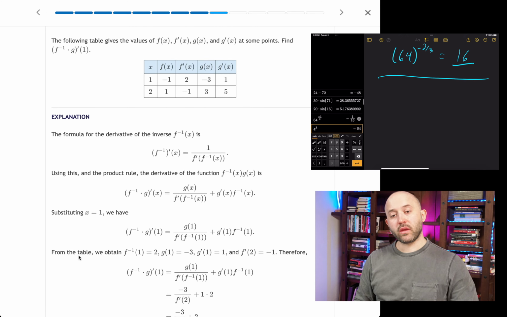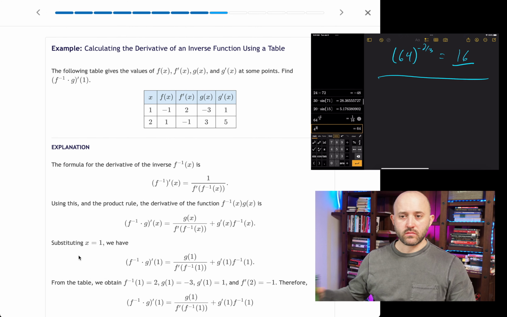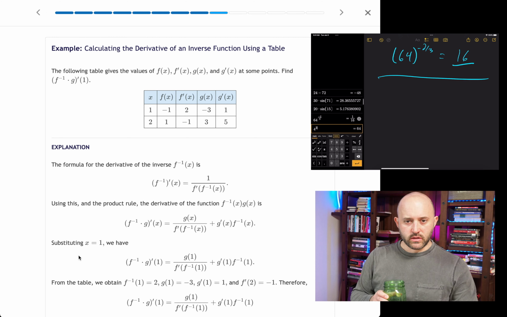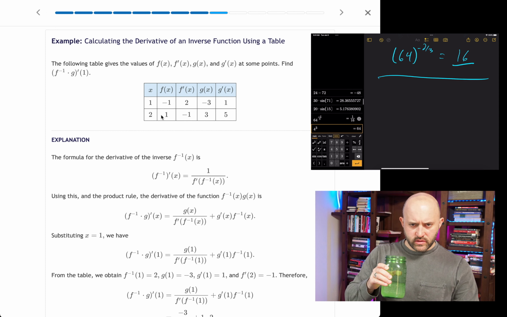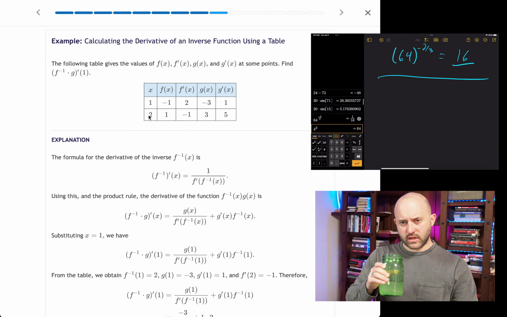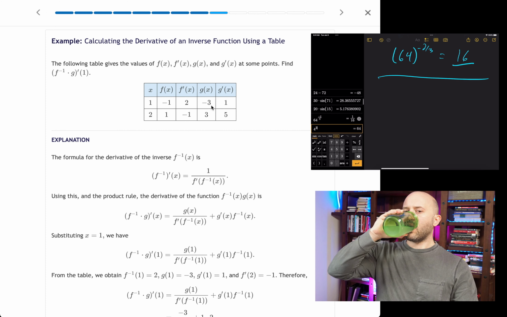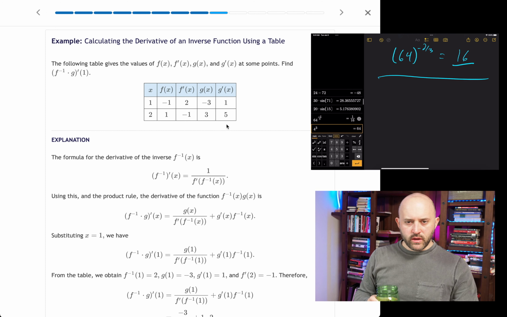I have to admit, there is a lot going on in this one. We have some f specified, evaluated at a couple points, 1 and 2. f of 1 is negative 1, f of 2 is 1, f prime of x at 1 is 2, f prime of x at 2 is negative 1. And we have a g of x, the same thing. Find the derivative of f inverse times g at 1.